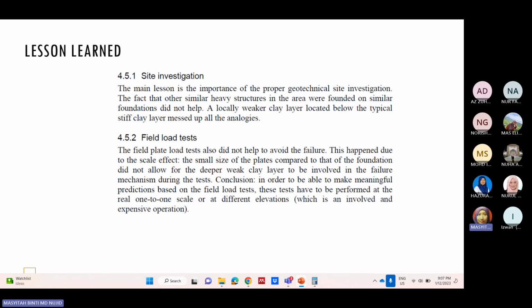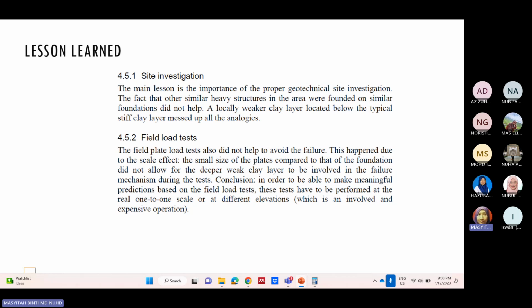So dia consider kalau bangunan sebelah tu selamat, so dia punya future bangunan pun selamat lah. So ini yang dia punya assumption yang diceritakan dalam this case study. So what they found that after failure tu dah berlaku, baru dia ambil initiative nak buat site investigation, dan surprisingly they found that a locally weaker clay layer located below the typical stiff clay layer mess up all the analysis. Maknanya barulah dia perasan yang dia nampak kat bahagian atas tu memanglah kuat, tapi sebenarnya kat bahagian bawah tu itu yang punca kepada masalah sebenarnya.